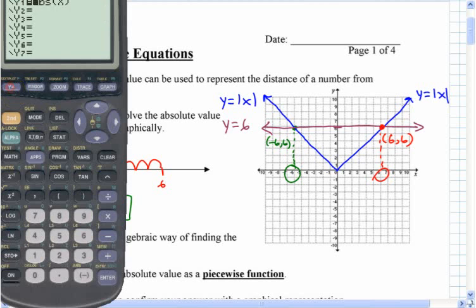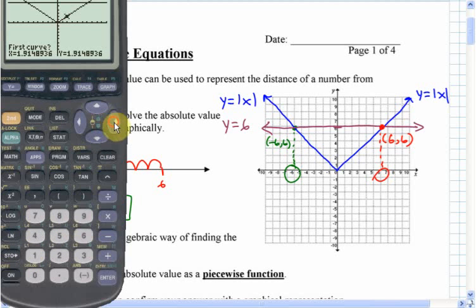Now, of course, I have two equations here. I also want you to write down y equals 6. So do that. I'll press zoom and I'll press zoom standard, and let's see what picture you get. Okay. There you go. And if I asked you to find the intersection points as a quick review, second trace, choose number 5, get close and closer to one of the coordinates, press enter, enter, enter, and there you have it.